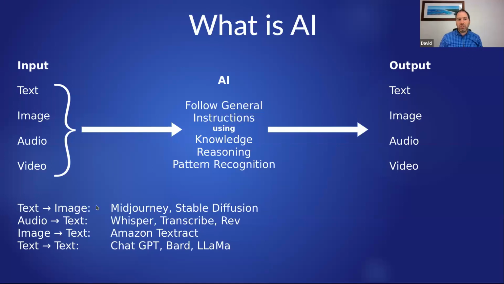You've got text to image, and that's something like Midjourney or Stable Diffusion. You type in a description of a picture, you get a picture as a result. You give some audio, you get text. Whisper, Transcribe, or Rev are examples of that. You take an image and you get some text as a result, and that's Amazon Textract. So you can imagine a picture of something and you feed it into an AI and it describes what's in that picture.